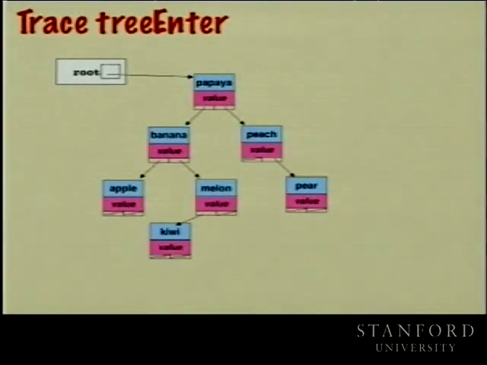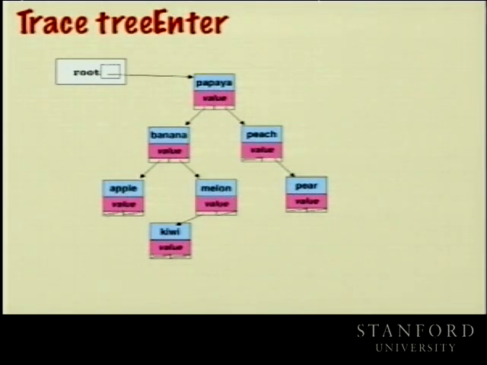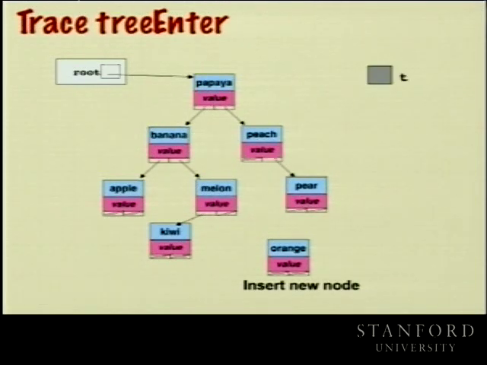So right now we've got a handful of fruits installed in our tree with some value. It doesn't matter what the value is, so I didn't even bother to fill it in, to avoid confusing you. Papaya is my root node, and then the next level down has banana and peach, and then apple, melon, pear, whatnot. So root is pointing to papaya right now. When I make my call to insert a new value, let's say the one I want to put in the tree is orange, the very first call to tree enter looks like this. T is the reference parameter that's coming in, and it refers to root.